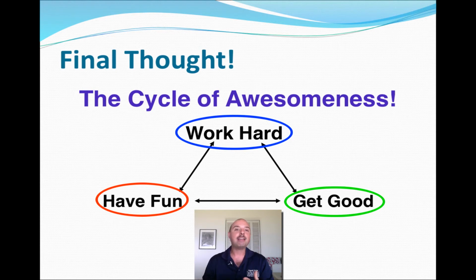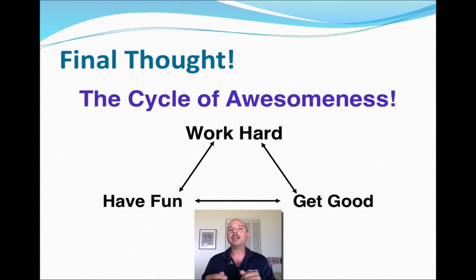So instead of having a vicious cycle, you have what I like to call a cycle of awesomeness, where the kids are going to have fun doing their events, they're going to have fun working together, and by doing that, they're going to work harder to help each other, to help you, to help the team. And by working harder, they're going to get good at their events. And when they get good at their events, they're going to have even more fun doing their events. So again, it's a cycle of awesomeness.